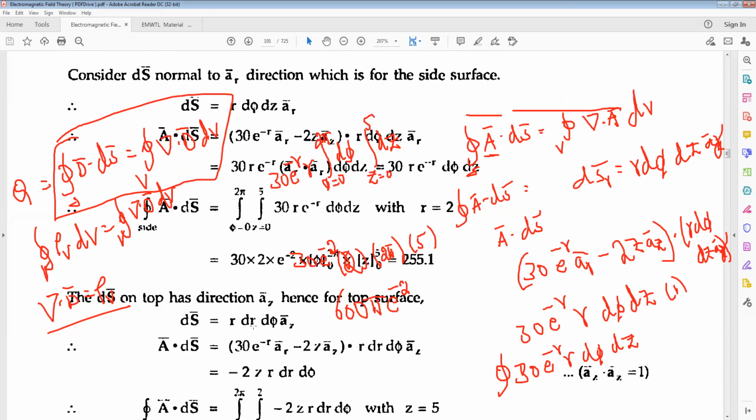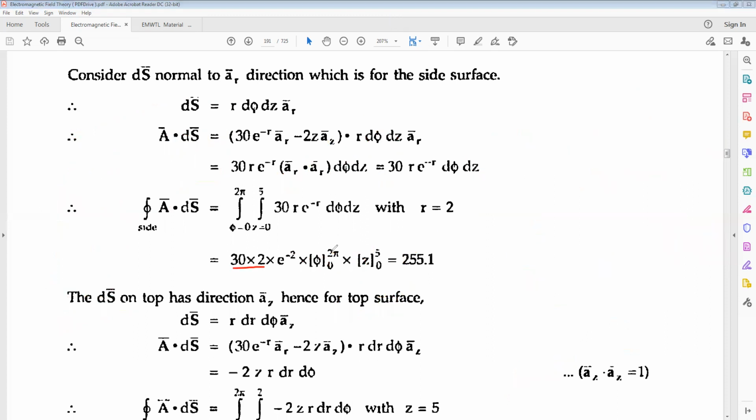And for the top surface, you see here we got that value, 30 into 2 is 60, 60 into 2 pi, and the upper limit gives 2 pi, and here also the upper limit is 5, totally 255.1, sorry.